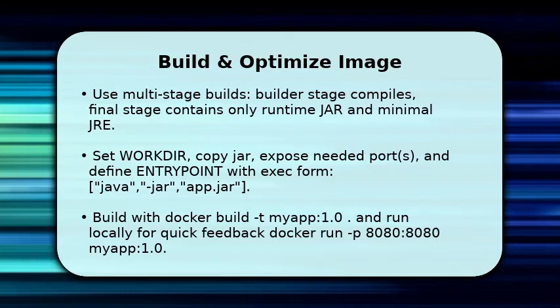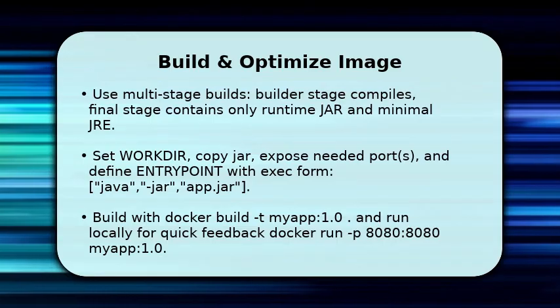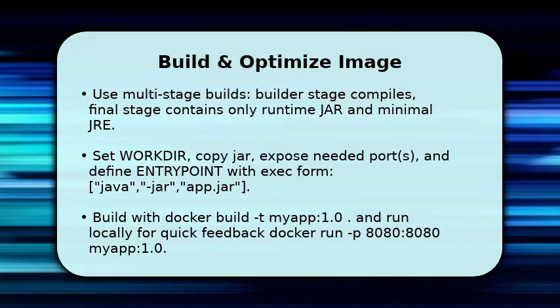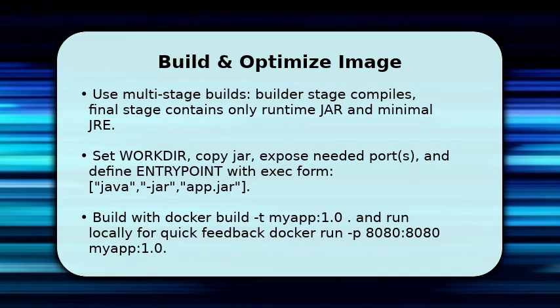Make sure to set a sensible workdir, expose only required ports, and use the exec form entry point so signals are handled correctly. Then build the image with docker build -t myapp:1.0, and run it mapped to a host port for testing. If you need environment-specific config, mount a config volume or use environment variables.